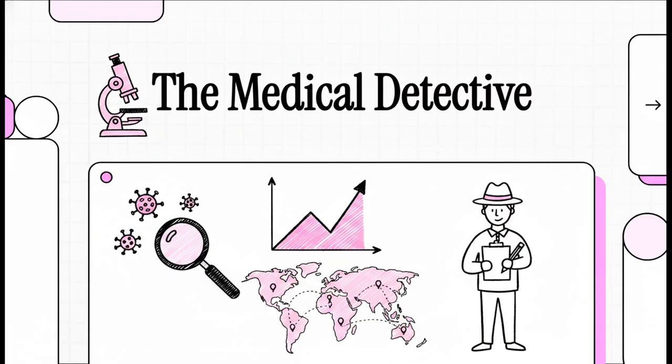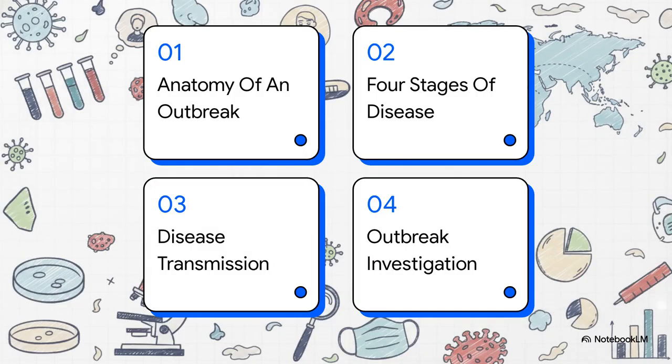Well, they do it by treating diseases as our adversaries and epidemiologists as high-stakes medical detectives. So in this explainer, we're going to decode the exact methods these experts use to track, understand, and ultimately stop public health threats. Think of this as your official detective briefing folder.